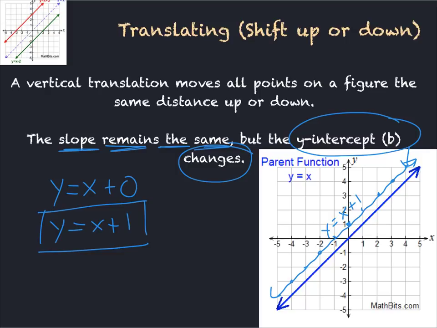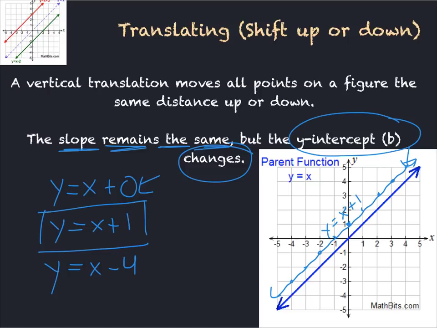1. Now what about if I want to shift it down maybe 3 or 4 spaces? So remember, your parent function is x plus 0. So if you wanted to shift it down, we would change the y-intercept. If we wanted to shift it down 4 spaces, we'd subtract our y-intercept by 4. So 0 minus 4 would be -4.